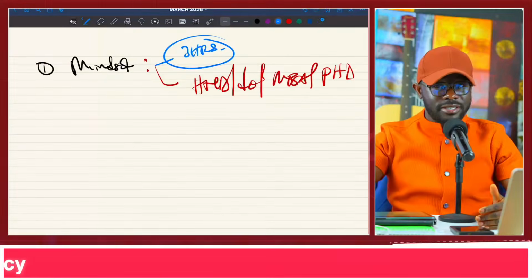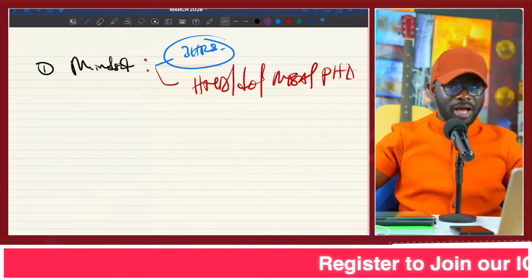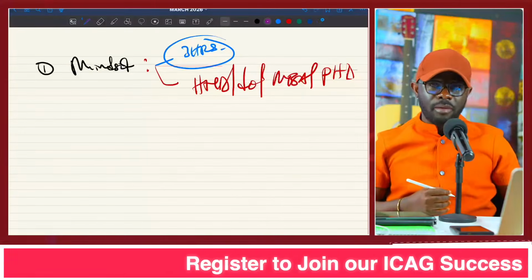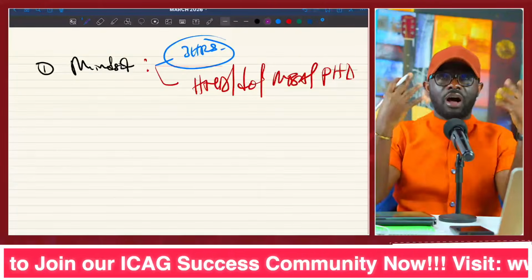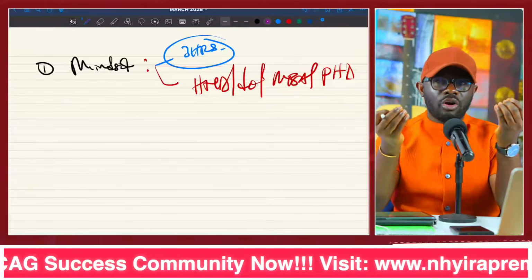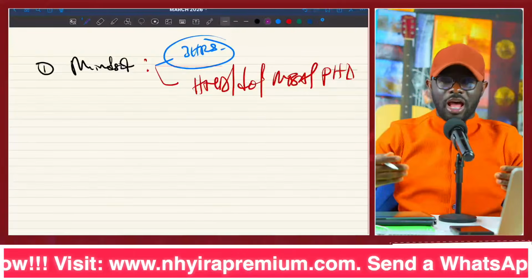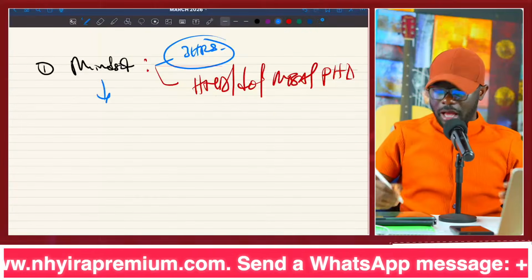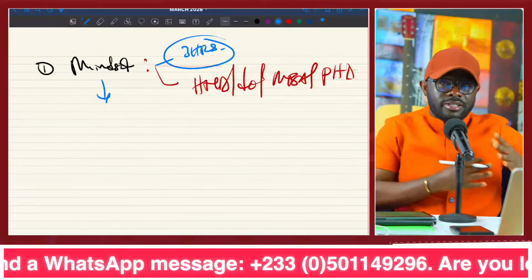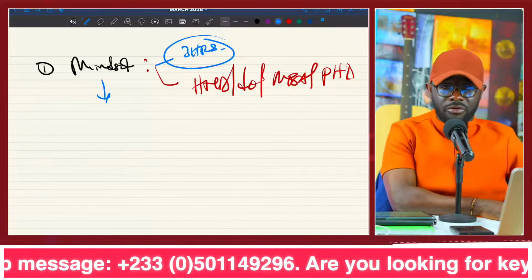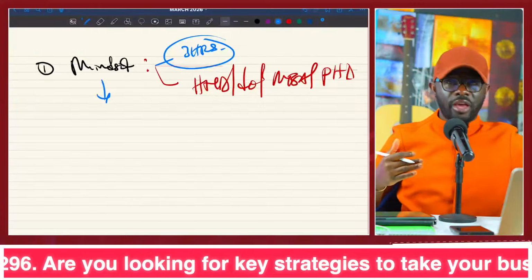If you want to pass the exam, maybe you are watching this and you have written a paper before and you failed the paper. Maybe you've written the paper twice. Maybe you've written the paper 3 times, and you keep on asking yourself, what is going on with me? I want you to look at your overall attitude or mindset about the ICAG examination. If you think it is difficult, it's going to be difficult for you. If you think no matter what you do, you will fail, you will fail.